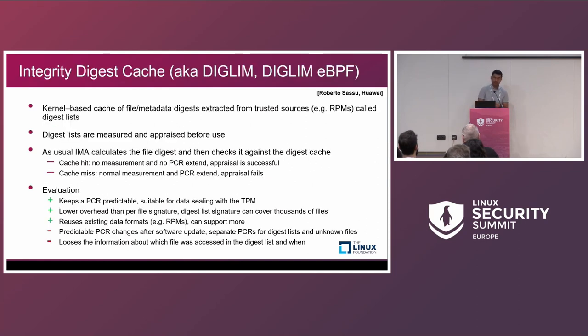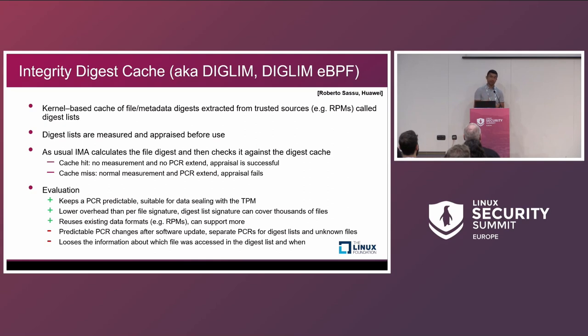Okay, now we'll talk about the Integrity Digest Cache, which was previously known as DigLim and DigLim BPF. It allows overcoming some challenges for measurement and appraisal. It's simply a kernel-based cache of file digests or metadata digests, which are extracted from trusted sources like RPM headers, Debian packages, manifests, and so on. These file digests are used as golden values for appraisal and for measurement. The first requirement for using it with IMA is that the RPM headers and all these manifests need to be either measured or appraised. And it works in this way.